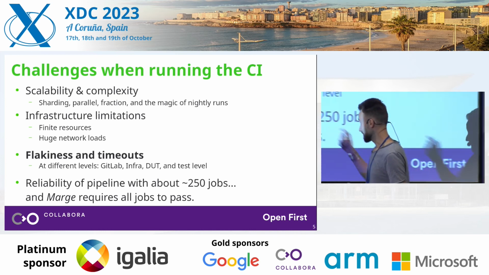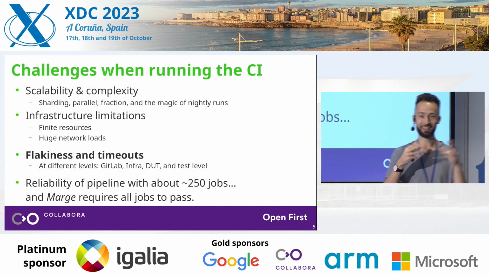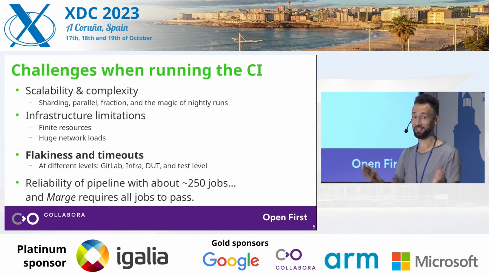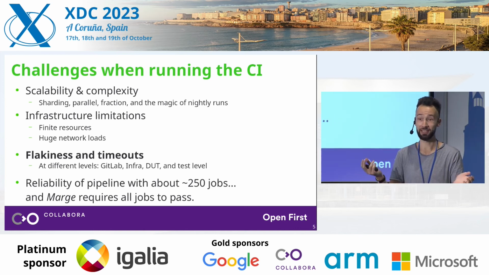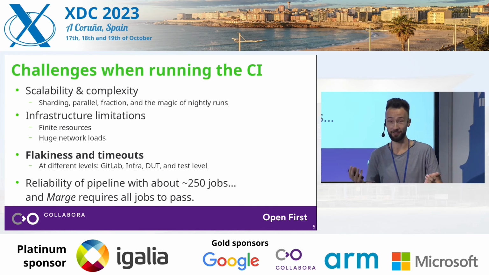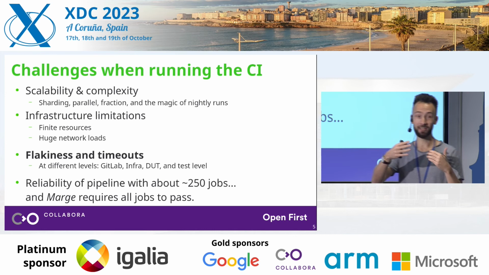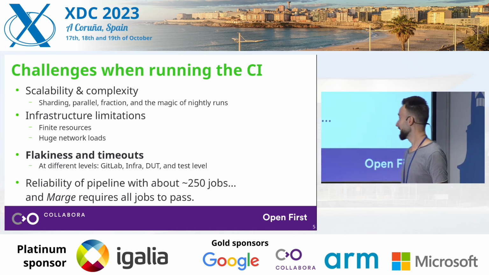Flakiness and timeouts. We have multiple places where flakiness can happen. First, when you, for example, upgrade GitLab, the solution itself, sometimes they introduce some bug and something starts flaking, not even because of our infrastructure. Sometimes it happens, and you have to update GitLab very often because of security issues. So this is the first level.